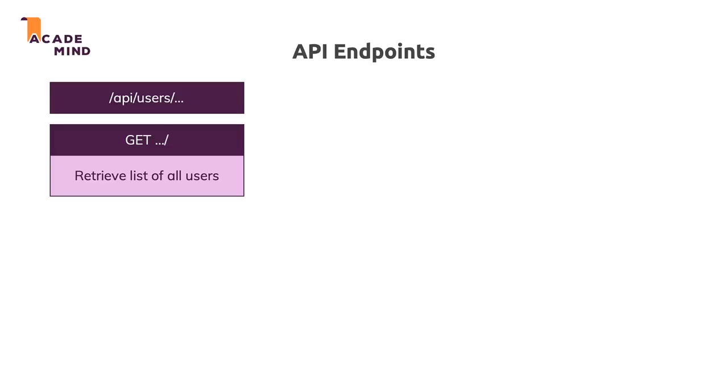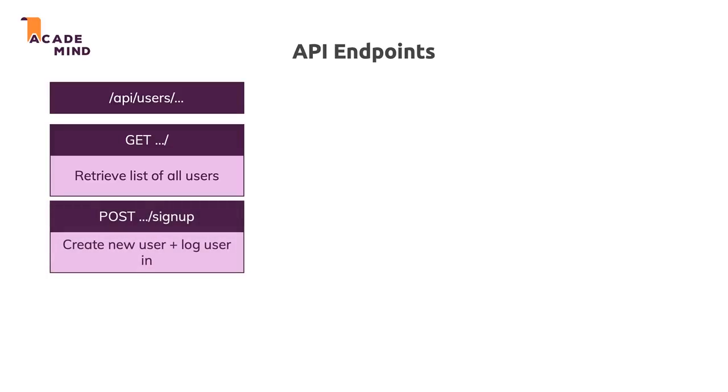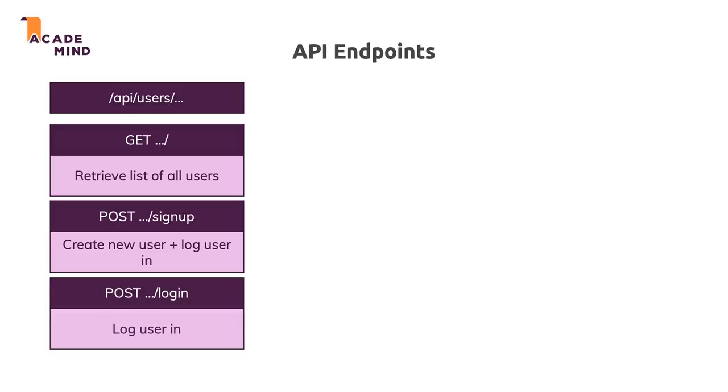If we send a post request to /API/users/signup, then I expect to have data attached which allows us to create a new user, and then after this creation succeeded, also automatically log the user in. And you will learn what logging users in means in the context of a MERN app in the authentication module. When we send a post request to /login, we'll just log the user in.